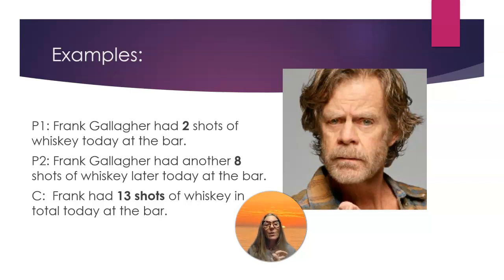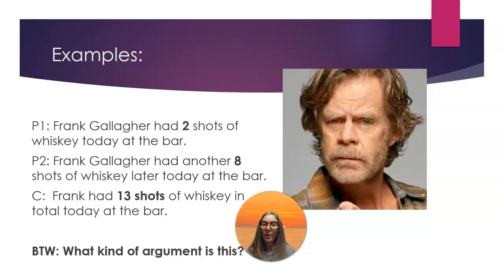Here's an argument. If Frank Gallagher had 2 shots of whiskey today at the bar, then he had another 8 shots of whiskey, and I conclude Frank had 13 shots of whiskey in total today at the bar, I want you to ask yourself, okay, I'm going to go through the steps. The rule of the game is 1, I ask about form. And then 2, if the form is good, then I ask about truth. So let's see what happens when you do that.